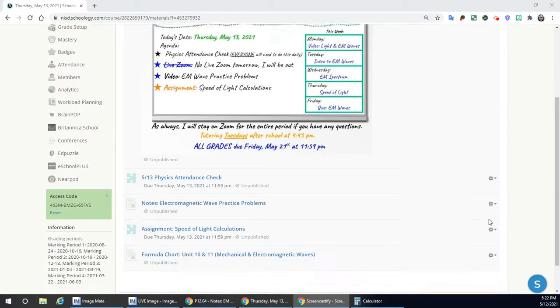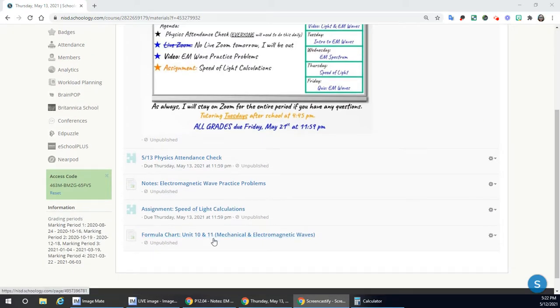You do have an assignment to do today, and I've also included a formula chart to help you out in case you need it. So let's go ahead and do our notes, practice problems.